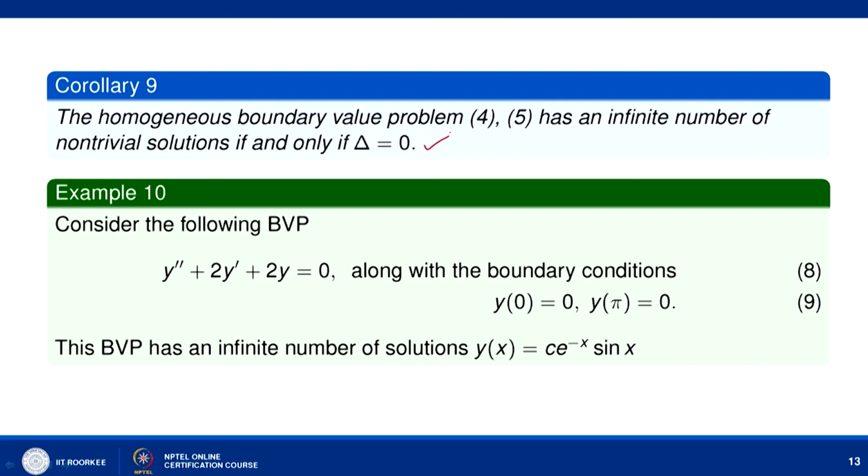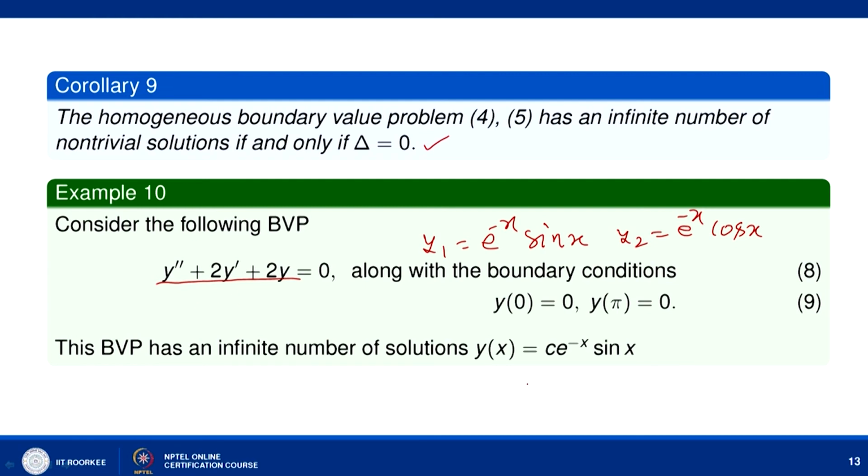So, let us consider one example: y double dash plus 2y dash plus 2y equal to 0. The boundary conditions are given as y(0) equal to 0 and y(pi) equal to 0. To find the solution here, we first find the general solution of this equation. We can find the solution by the given method. Here the solutions are e to power minus x sin x, which you can call y1, and y2 as e to power minus x cos x.